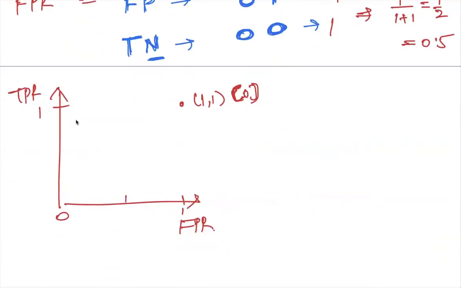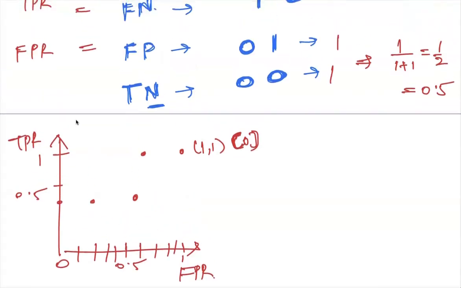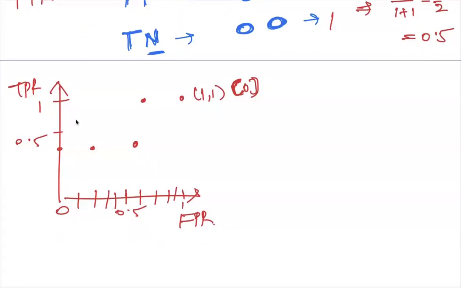0.5 by 0.5. So this will be like here. What will happen is, at different thresholds, we will calculate this value. At different thresholds, 0.1, 0.2, 0.3, 0.4, 0.5, 0.6, 0.7, 0.8, 0.9, we'll calculate the true positive rate and the false positive rate.